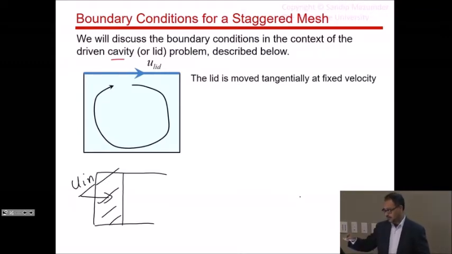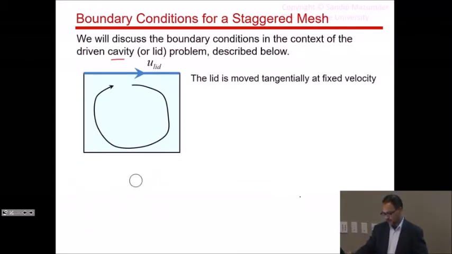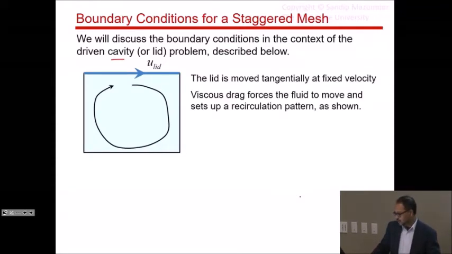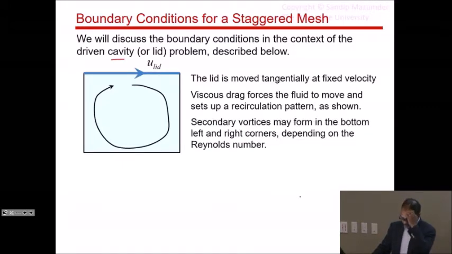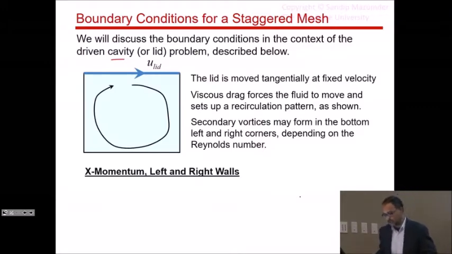All right. So let's talk about this particular case now, where I have one wall moving tangentially. Everything else are fixed walls. Okay. So viscous drag forces the fluid to move and sets up a recirculation pattern. I already talked about this. Secondary vortices may be formed in the bottom left and right corners, depending on the Reynolds number. So let's talk about the X momentum equation first.